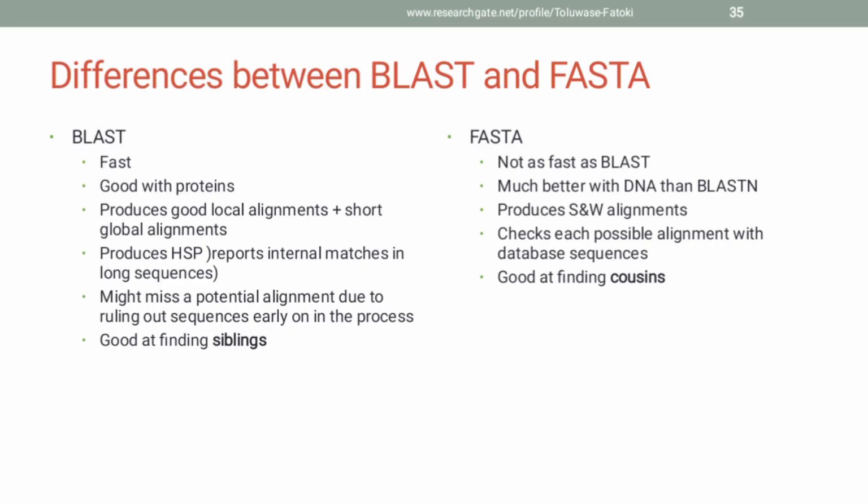But what about FASTA? It is not as fast as BLAST, much slower than BLAST, but much better with DNA than BLASTN. That is, it can generate results for DNA better than BLASTN. It produces Smith-Waterman alignment, local alignment, not global. It checks each possible alignment with database sequences, and is good at finding cousins. You can say finding distant relations, not your own immediate siblings.